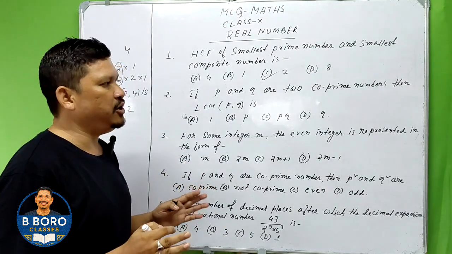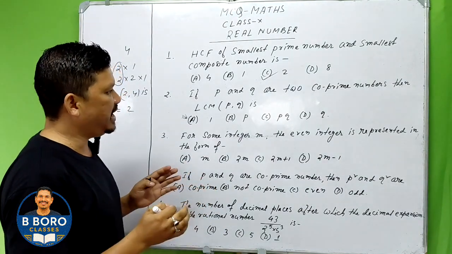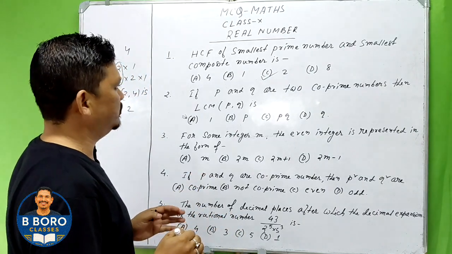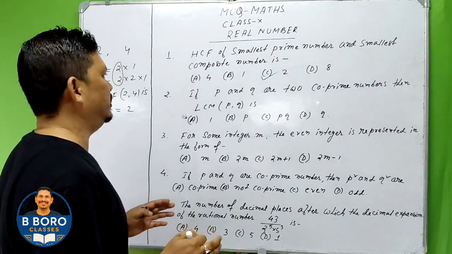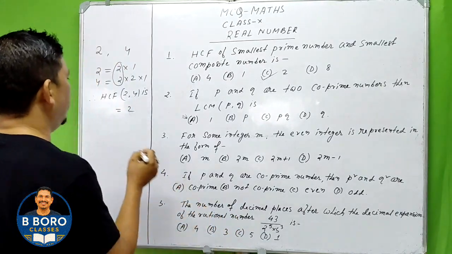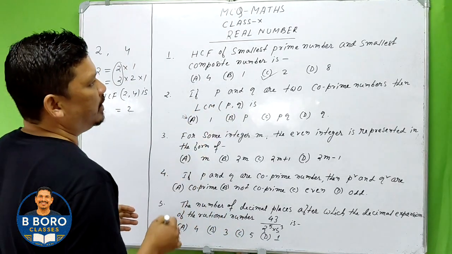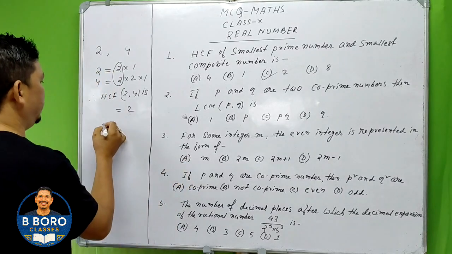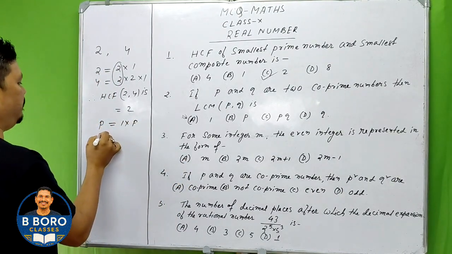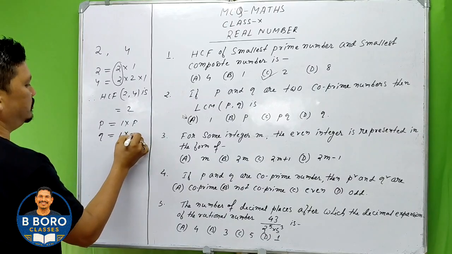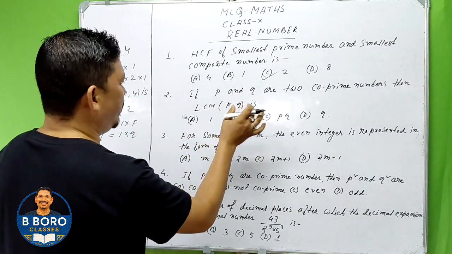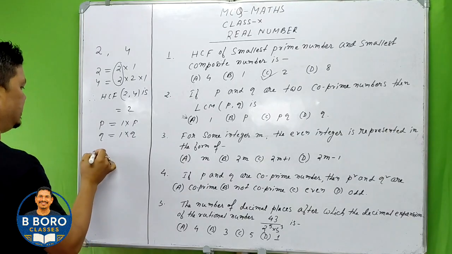If P and Q are two co-prime numbers, then LCM of P and Q is. First of all, what is a co-prime number? Co-prime numbers are those whose common factor is 1. So we are given two numbers P and Q. The factors of P are 1 into P. Similarly, the factors of Q are 1 into Q. What is to be determined? The LCM of P and Q.